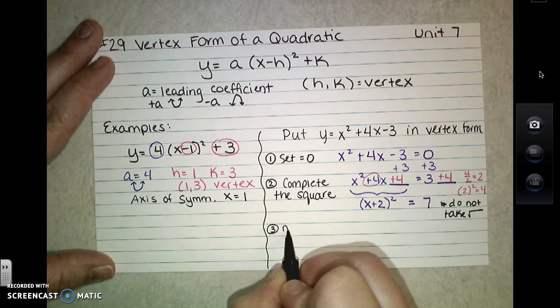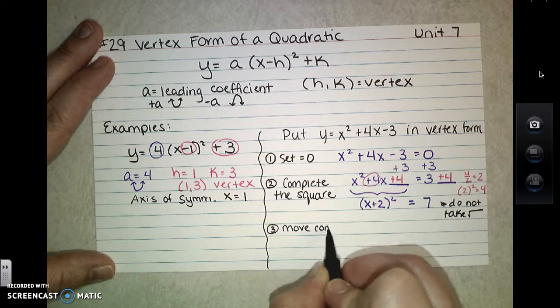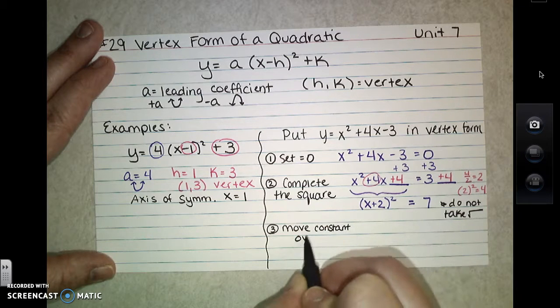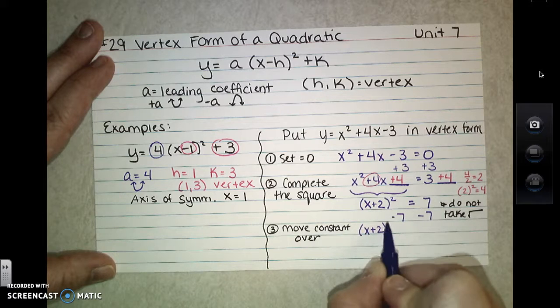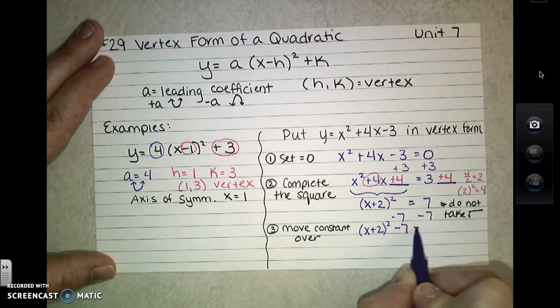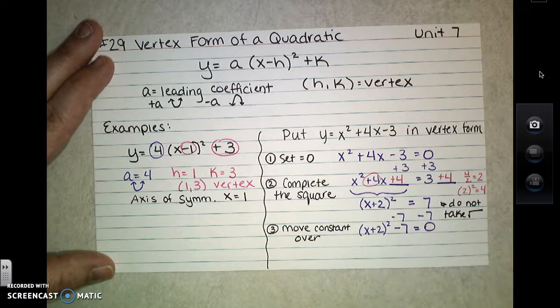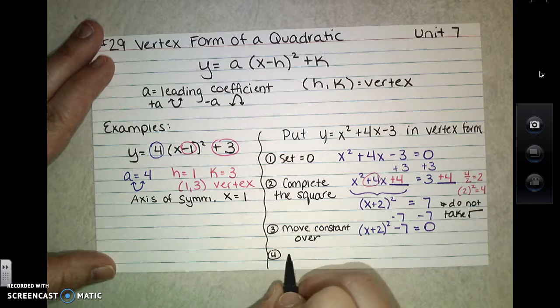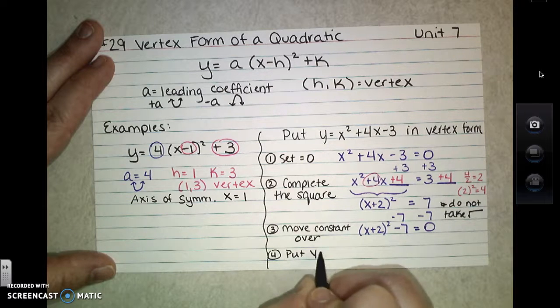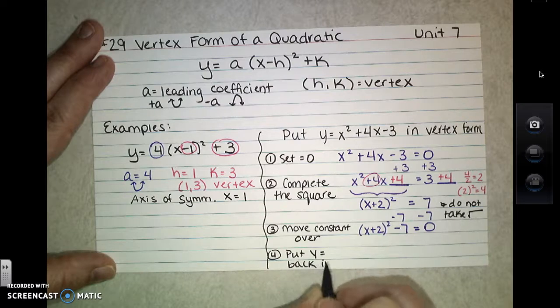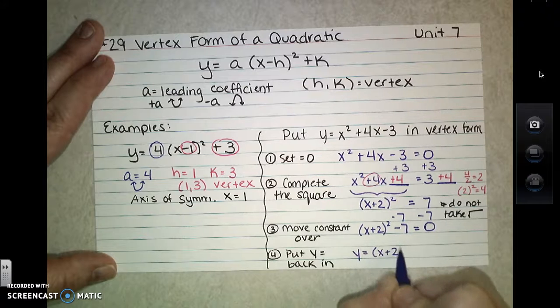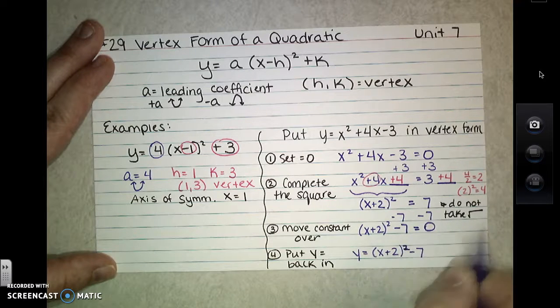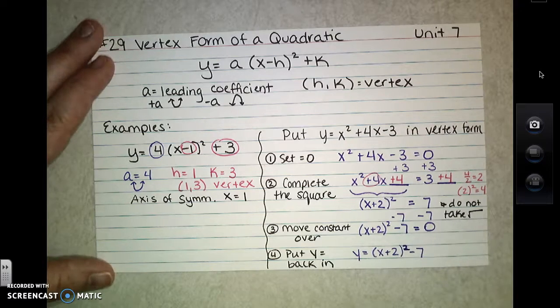So step 3 is move the constant over. Okay, so since we have 7 here, we're going to subtract 7 on both sides. We're going to keep the binomial squared and just put the minus 7 after it. 7 minus 7 is 0. And then finally, we're going to put y equals back in, and that goes in the front. So we're going to put y equals in front, drop this down, and since we put y equals in front, we get rid of the equals 0.